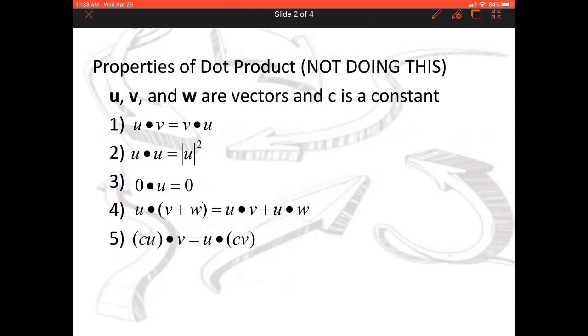There are different properties of dot product. I have them listed here. We're not going to focus on these. I just included this in case you were interested, or if you see it somewhere else. We're just going to do a couple of applications for it.